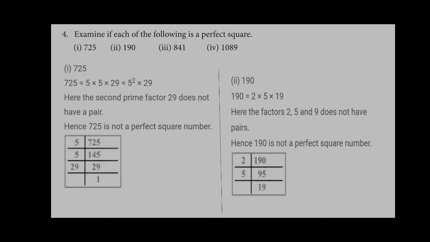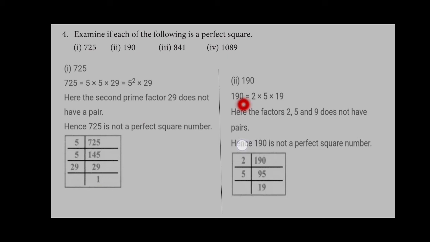So perfect square means we should have the numbers 2 times. If 5 and 5, 2 5s are there, here 29, if we get 29 again it will be a perfect square, but we don't have the pair for 29, so it's not a perfect square.